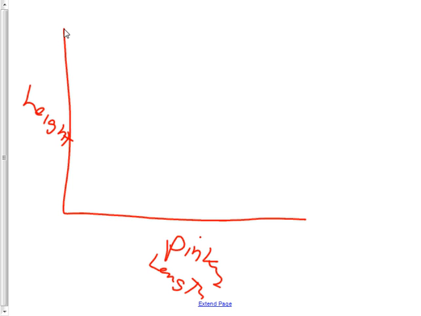Do you get if I was way over here, the person was really short but had a long pinky? That's not going to happen. Do you get if I was up here, the person's really tall and has a long pinky? Does that make sense? Yes. And you get if I was over here, that the person was short and had a short pinky?